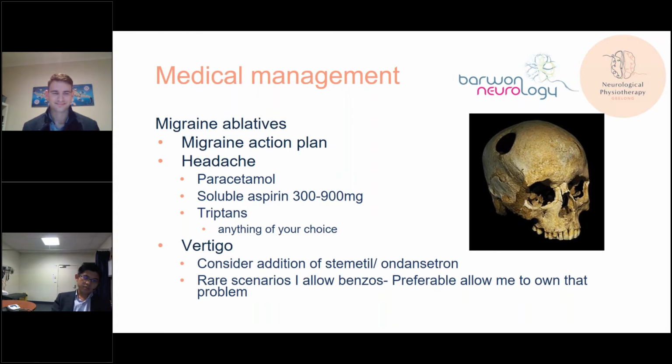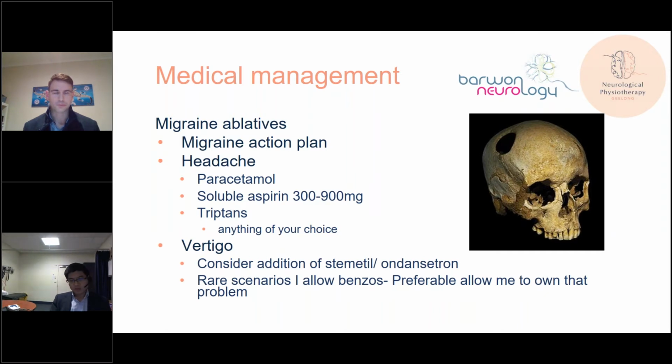In general, in my practice, if I have a patient with either vestibular migraine or chronic migraine, often it's quite useful to sit down with them, just like asthma, to consider what is an action plan for them, and to provide a written action plan for them to follow through. And look, generally we either use paracetamol or non-steroidal such as aspirin or anti-inflammatory. My favorite go-to is usually 300 to 900. That's just by convention from my side. And triptans.